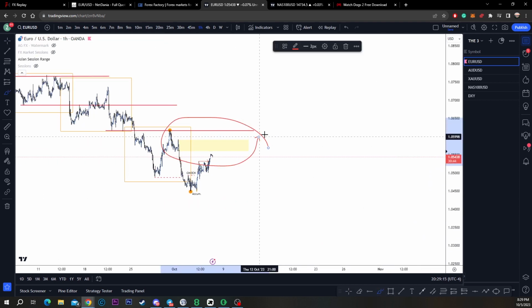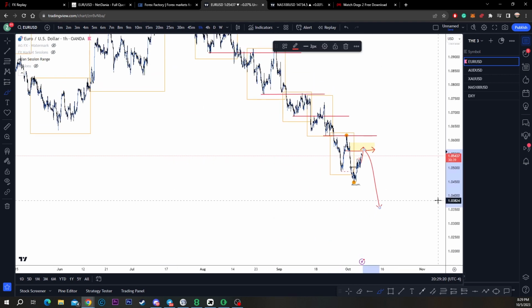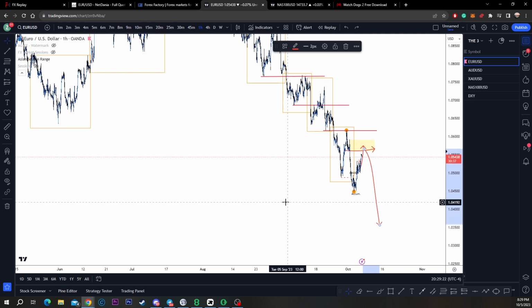Why do you think I have this area here? That's what I'm looking for. I'm looking for us to tap back into here and continue selling, as long as we continue showing that, of course. But let me go down to the lower time frame.